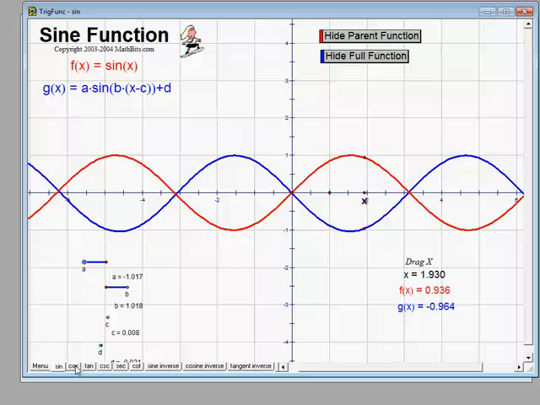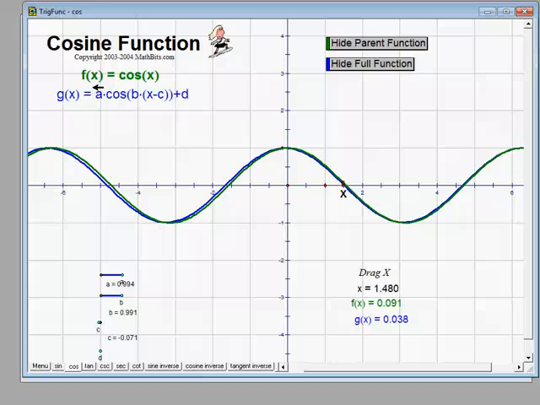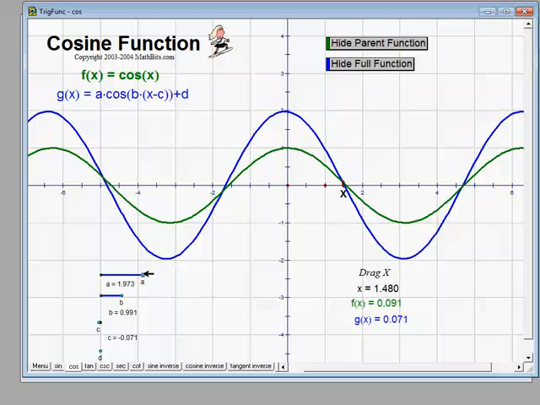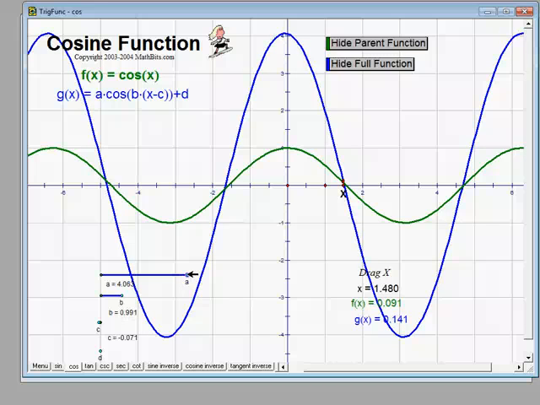And the same is true for cosine. The green line is our cosine function, y equals the cos of x. Here is the full function, and again we have a letter a in front of cosine. As I make that bigger, that's 1 cosine x. Here's 2 cosine x. Here's 3.5. Here's 4 cosine x. That just stretches our hills and valleys higher and lower. And that is the amplitude of our function.